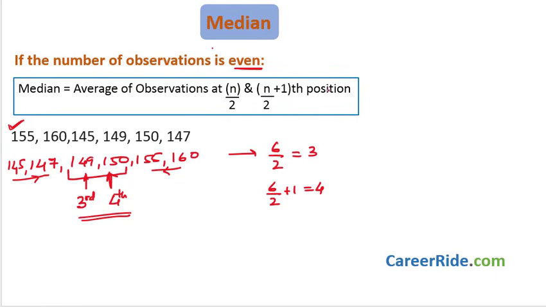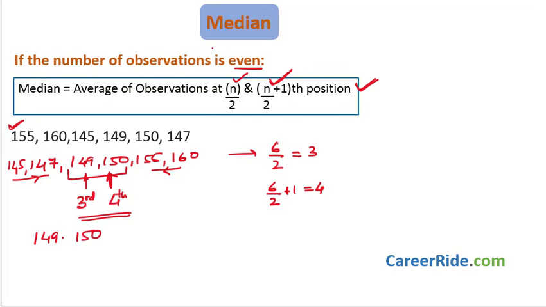And if you come to this, the formula here to locate these two terms is: you are trying to locate the n by 2th term and the n by 2 plus 1th term, right? These are the two terms you first locate. Once you have located these two terms, you pick up their values. The values are 149 and 150, right?